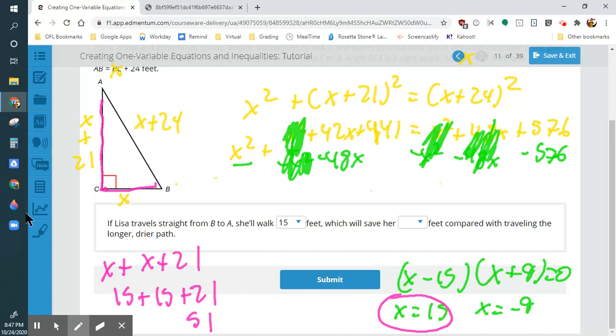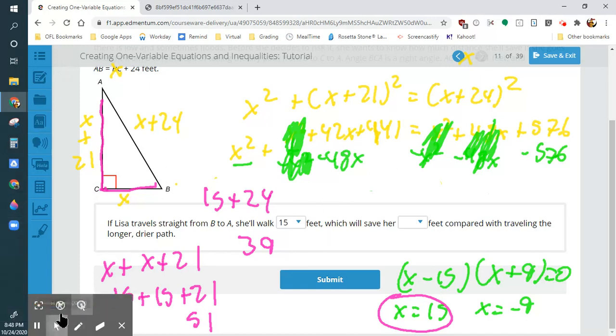15 and 15 is 30. Plus 21, we get 51. Cool. Now we're going to have to do the other one, 15 plus 24. So 4 plus 5 is 9. We have 39. So now let's grab a calculator and figure out the difference.